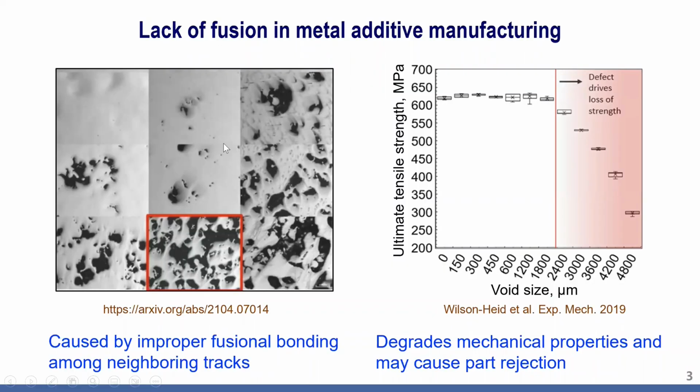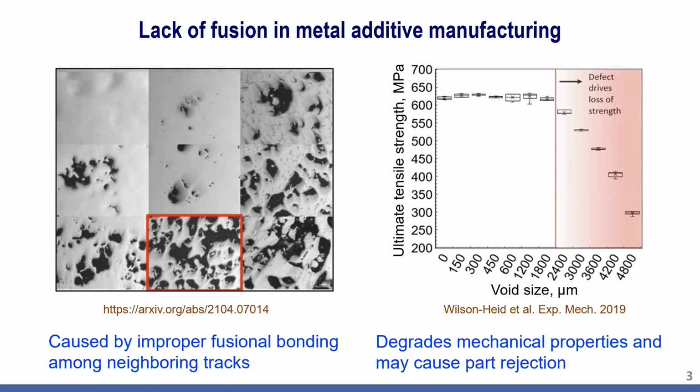Lack of fusion defects appear under the microscope like you see in this screen on the left. These are all of different shapes and sizes, and the large ones affect the ultimate tensile strength of the parts. We have plots here of void size versus UTS, and you can see the drop in the ultimate tensile strength for large voids. So they degrade mechanical properties.